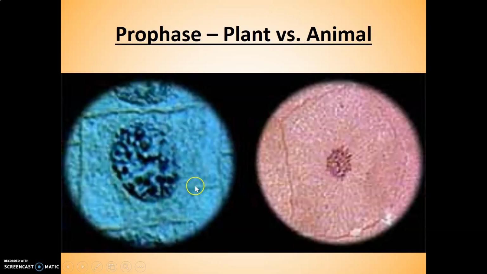And here you can see the difference of prophase between a plant and an animal. So on the left is your plant cell, and on the right is your animal cell.